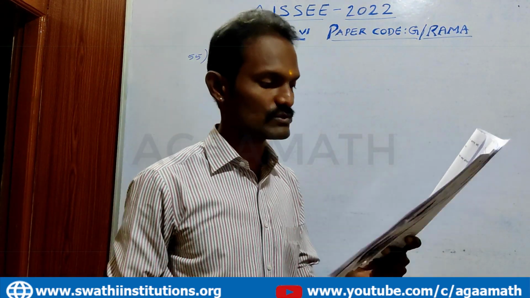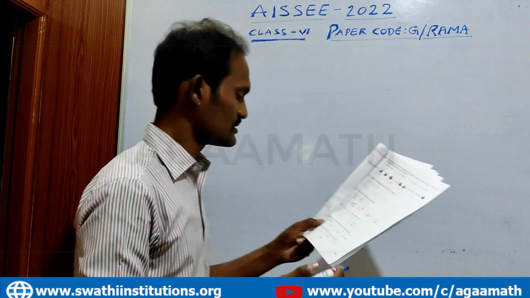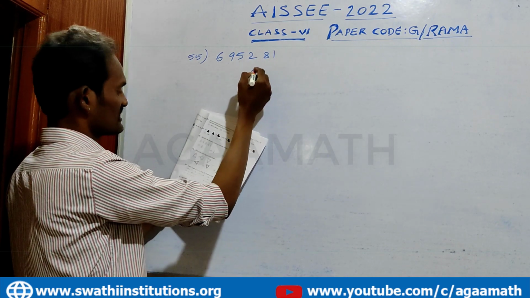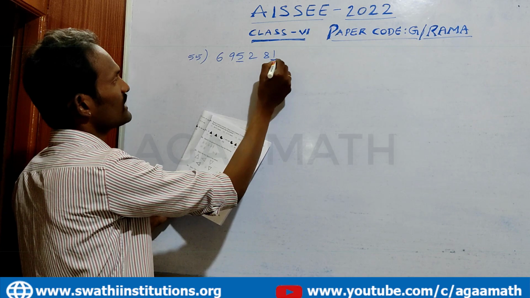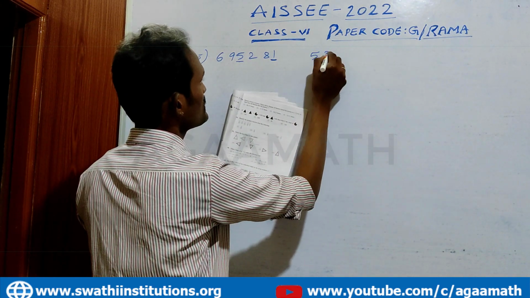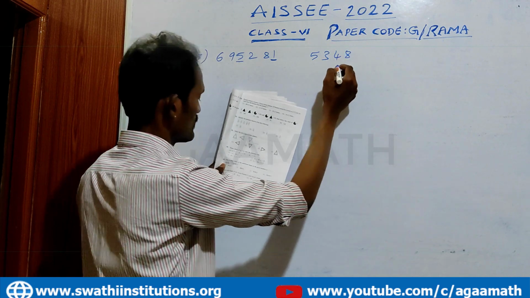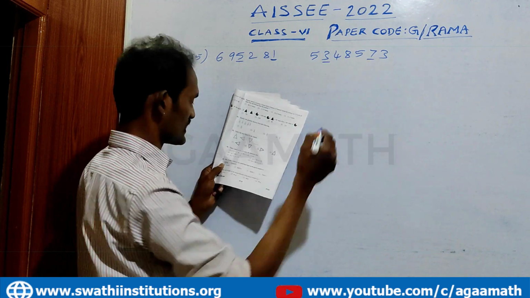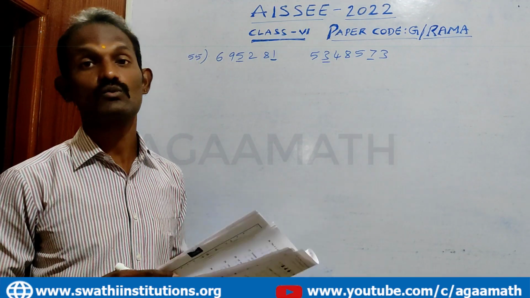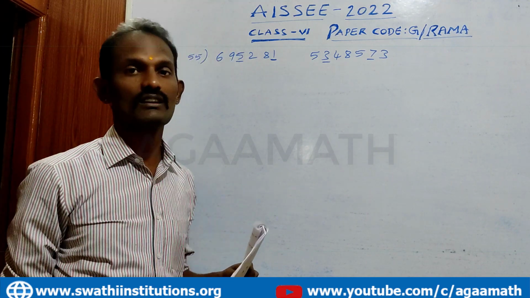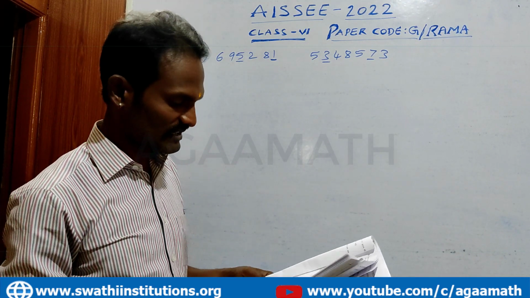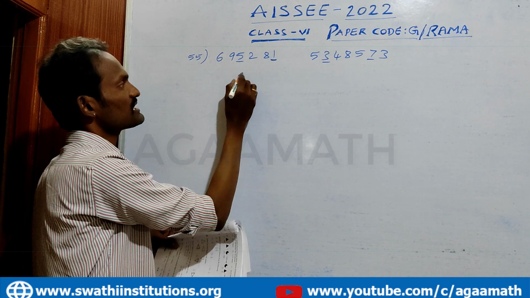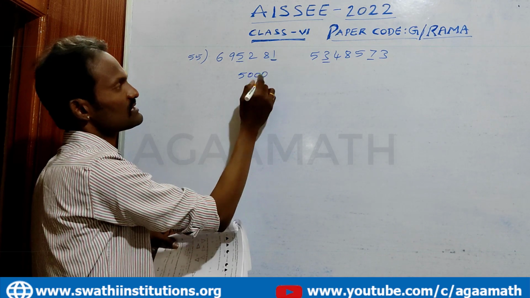The question is the sum of the place values of the underlined digits in the given number. There is 695281, and here the digits 5 and 1 are underlined, and in the next number 3 and 7 are underlined. Sum of the place values, sum means we have to make addition and the result is called the sum. So let me write the place values of the given digits. The place value of this 5 is like 1s, 10s, 100, 1000. So it is 5000, and this is 1.